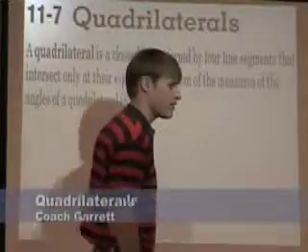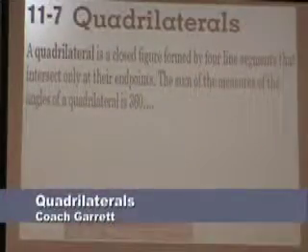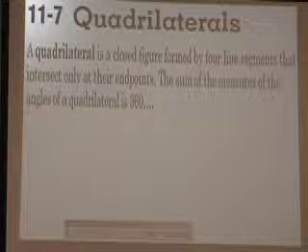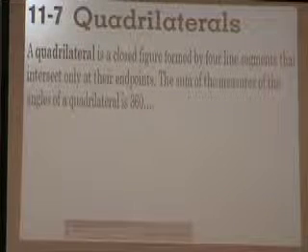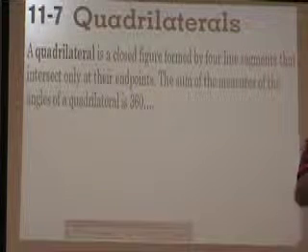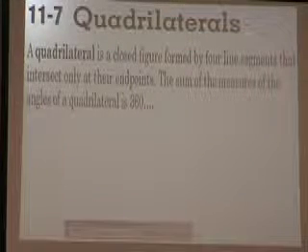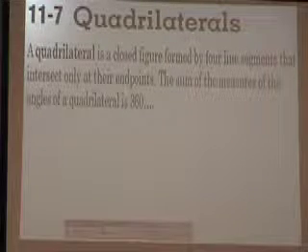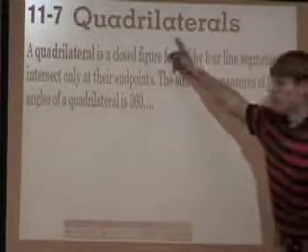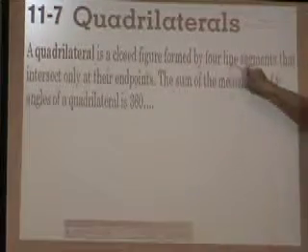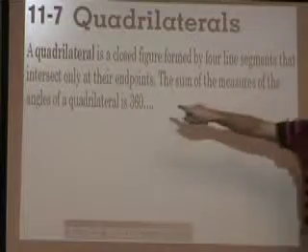Learn about quadrilaterals. Now, we've learned about triangles, and all three angles of a triangle add up to equal what? 180. Now we're going to learn about a quadrilateral. That's any shape with how many sides? Four. Any shape with four sides is a quadrilateral. A quadrilateral is a closed figure formed by four line segments that intersect only at their endpoints.